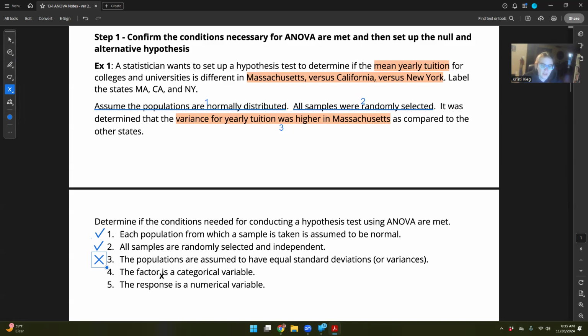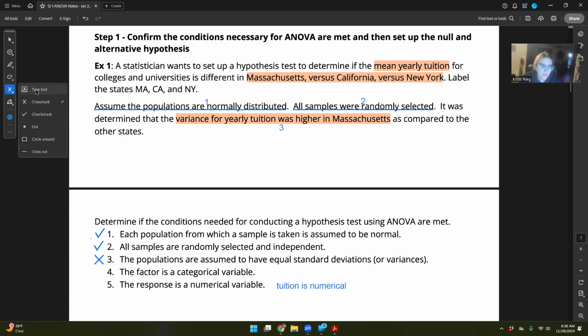All right, last but not least, 4 and 5: the factor is a categorical variable and the response is a numerical variable. Factor and response were defined up at the top of page 1, but just to go over it, the response is always whatever we're taking the mean of. In this case, it is the tuition, which is numeric. We have to take the mean of a number. We can't take the mean of words. So as long as we're taking the mean of something with numbers, then it will be true.